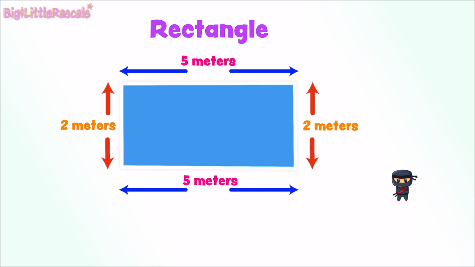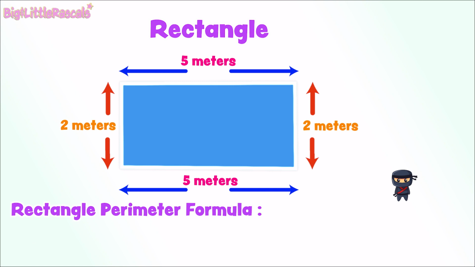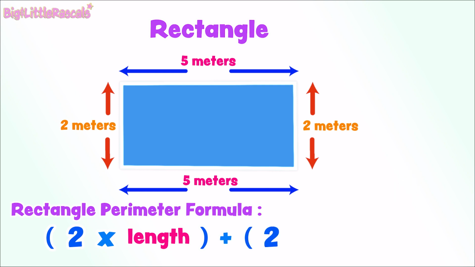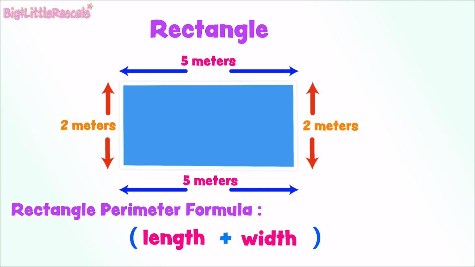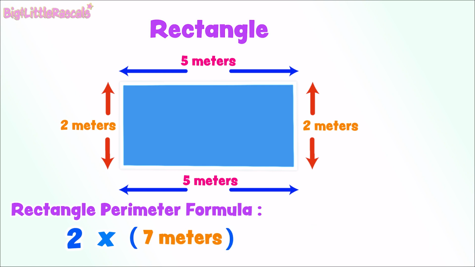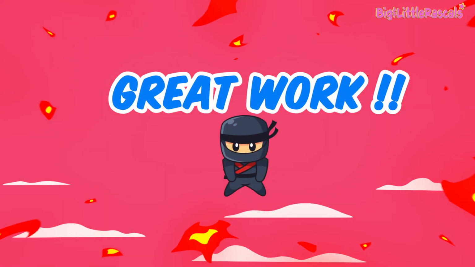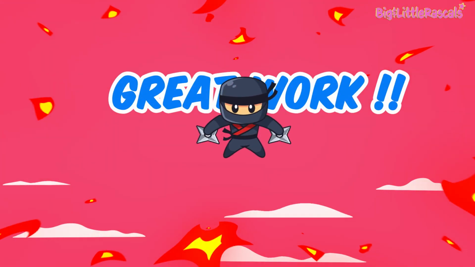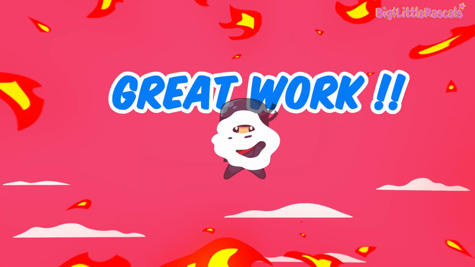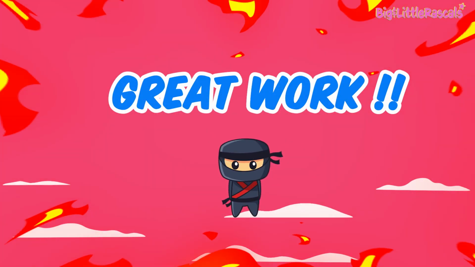Or when we put into the rectangle's perimeter formula, it is 2 multiplied by its length plus 2 multiplied by its width, or its length plus its width, then we multiply it by 2. That equals 2 plus 5 equals 7, multiplied by 2. So it equals 14 meters. Yay! Great work! Now we have learned how to calculate perimeter of square and rectangle shapes.